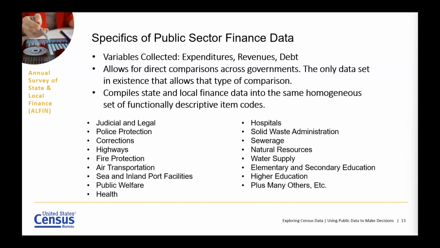ALFIN allows that comparison. Not only does it put all of the values in one place, but it also classifies that diverse data into functional categories that are common across all geographies. I didn't put all of the functional categories here, but I did put some so you can get an idea of what I'm talking about when I say functional categories.